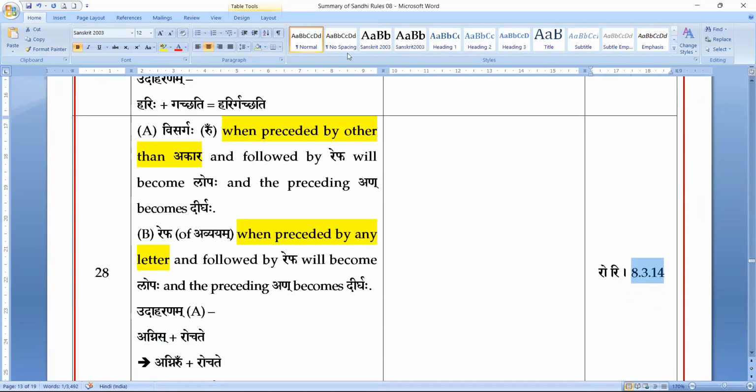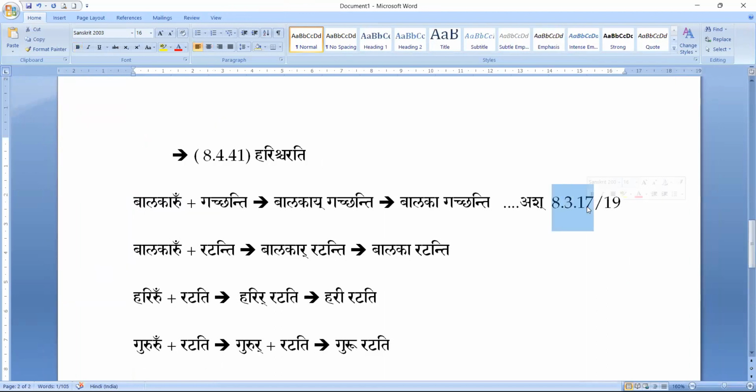Therefore, now you can infer from this for 8.3.17 that among the soft consonants, everything except Repa should be considered. Understand? That is not written. All these things we have to understand by understanding the rules individually and then putting them together completely. Understand? 8.3.14 precedes this one, so that Repa part is taken care of by 8.3.14.